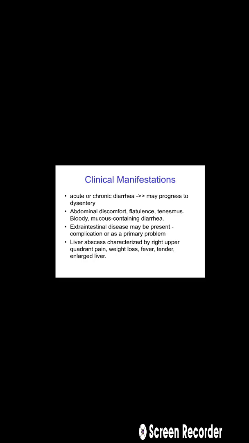of this amoebiasis. Now, clinical manifestation: it is manifested mainly in the normal person, non-immunocompromised patient, as acute or chronic watery diarrhea along with mucus, and may progress to dysentery. So it starts from the diarrhea but it progresses to the dysentery.